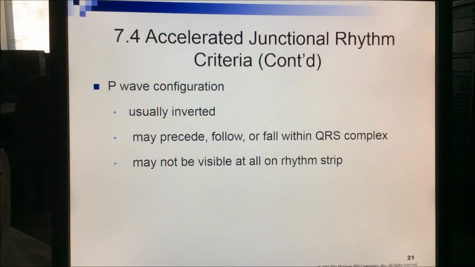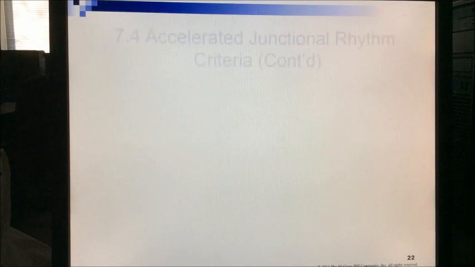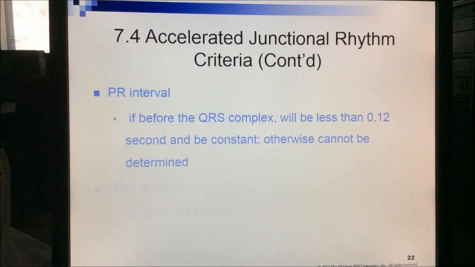If you can see the P wave, once again, it's going to be upside down or negatively inverted. It could fall within the QRS complex where you can't even see it. The PR interval is going to be very short again, and like I said, you might not even be able to determine it if it falls within the QRS complex, but if you can see it, it's going to be very, very small. The QRS complex is still going to be normal though.